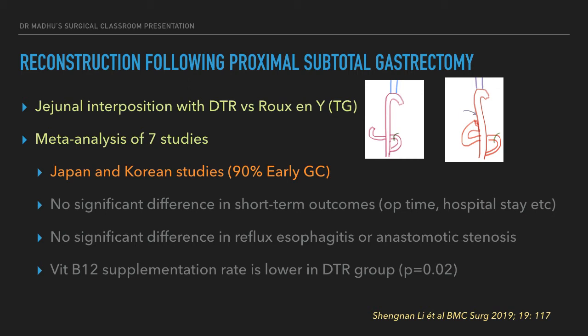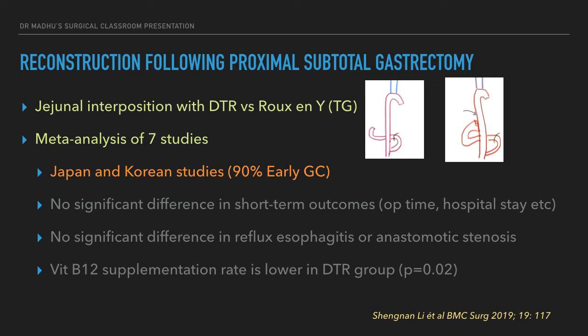So they compared the double tract reconstruction versus a Roux-en-Y, and this particular meta-analysis found there is no significant difference in the short-term outcome in terms of operating time and hospital stay. A jejunal interposition with a double tract reconstruction performed as well as a Roux-en-Y reconstruction following a total gastrectomy.